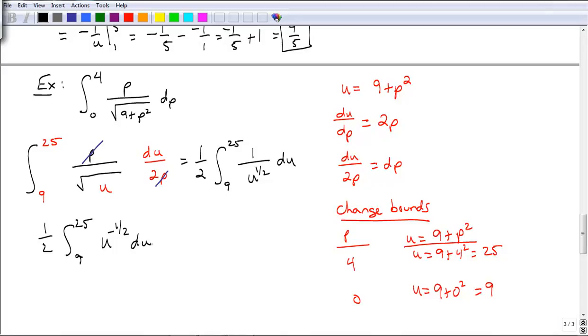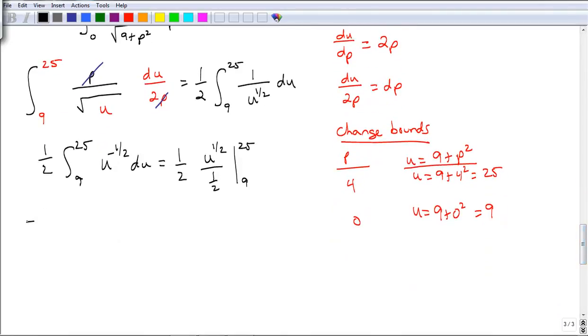But now I can just integrate. I don't have to put the x's back in because these bounds are made for the letter u. So the integral of u to the negative 1/2, I add 1. I get u to the positive 1/2 divided by 1/2 from 9 to 25. I don't need to put any x's in. Well, dividing by 1/2 is like multiplying by 2. And notice these 2's will cancel. And so this is just u to the 1/2 from 9 to 25.